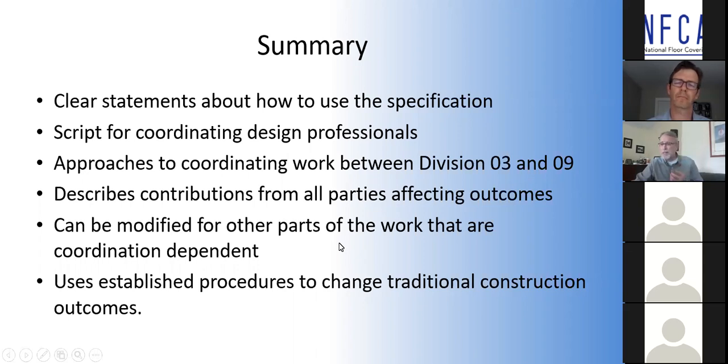And the best thing is there's nothing new in this section. All of the procedures that are in the new section have already been identified by different associations and institutions all across North America as acceptable ways of dealing with differential tolerances.